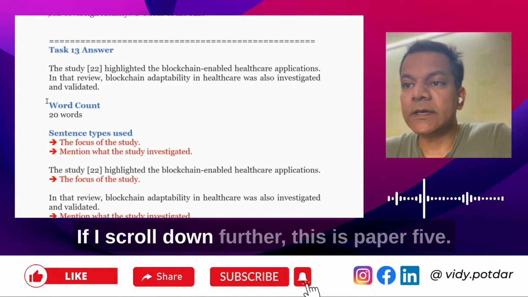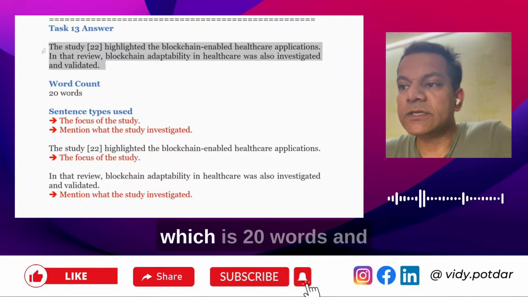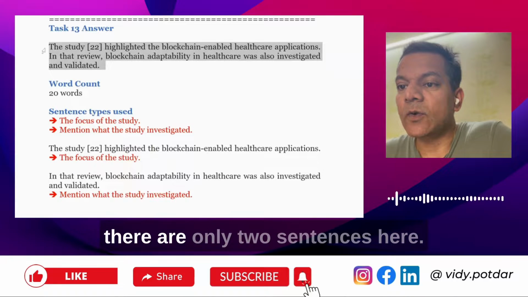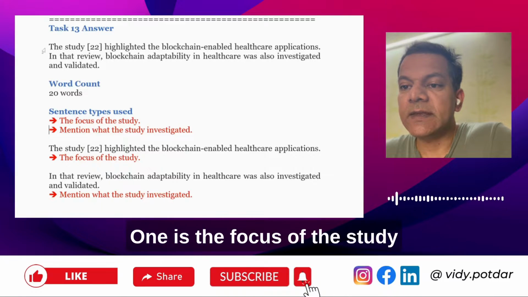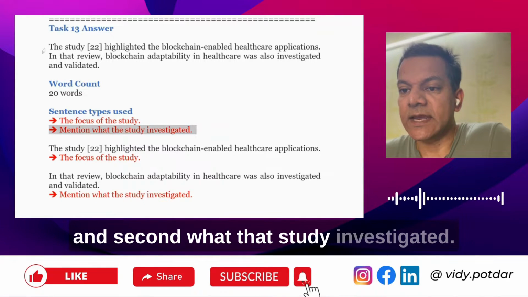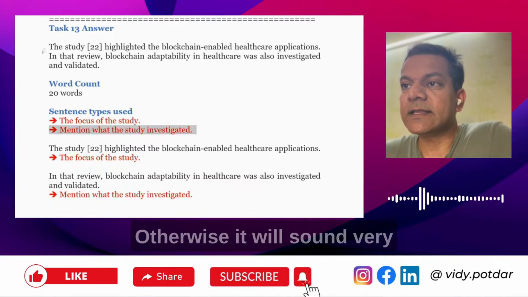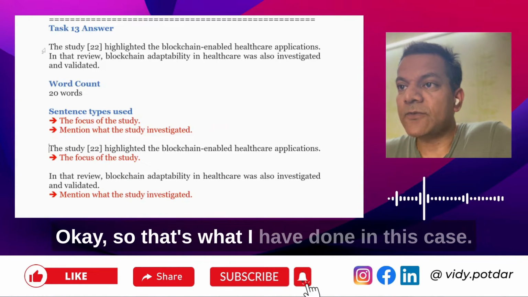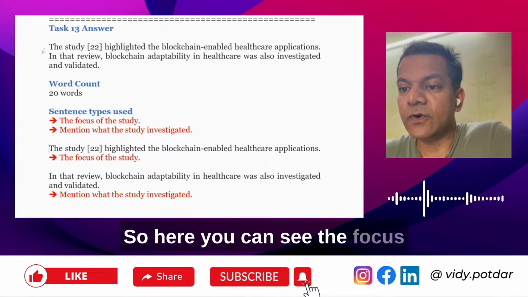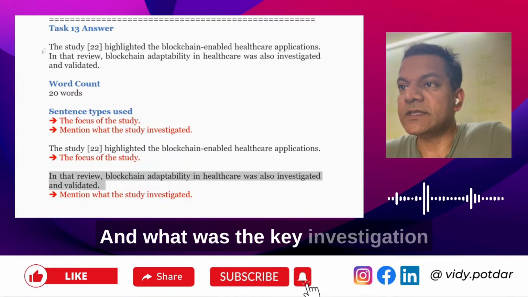If I scroll down further, this is paper 5. This is a small summary, which is 20 words, and there are only 2 sentences here. One is the focus of the study, and second, what that study investigated. So when you're writing this section, you can try to mix and match different sentences. Otherwise, it will sound very repetitive if you're using the same style. Okay, so that's what I have done in this case. So here you can say the focus of the study is mentioned here, and what was the key investigation.